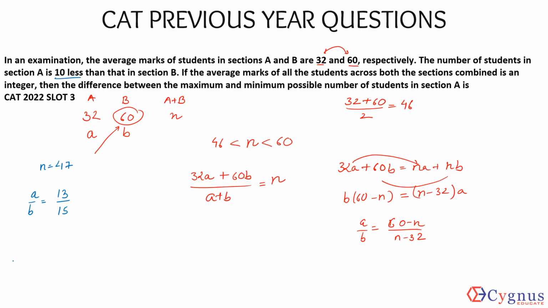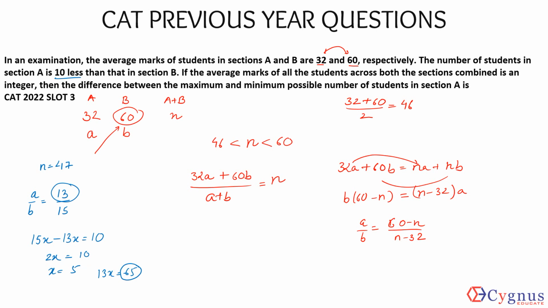So this is the ratio of the number of students in section A and B, and we know that the difference is given equal to 10. So if the number of students in section B are 15x and in A they are 13x, the difference has to be 10. So we get 2x is equal to 10 here. That means x equal to 5. And if x equal to 5, then the number of students in section A, which was 13x, will become 13 into 5, which is 65. So the maximum possible number of students in section A will be 65 for this first case.